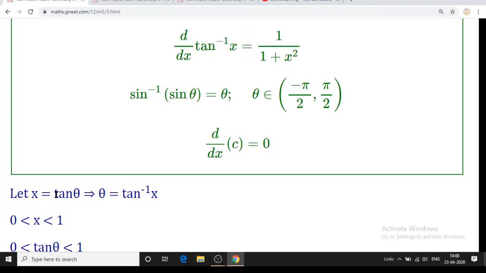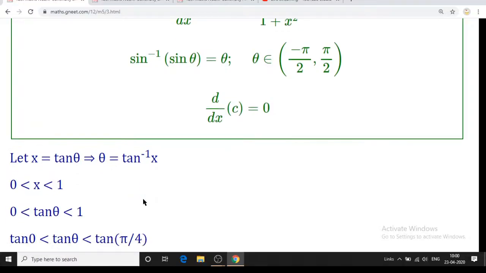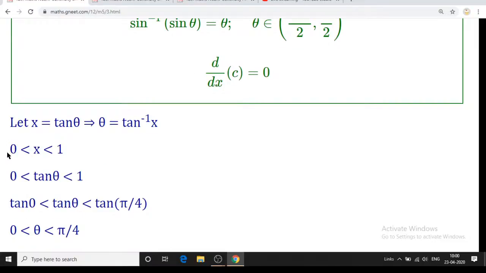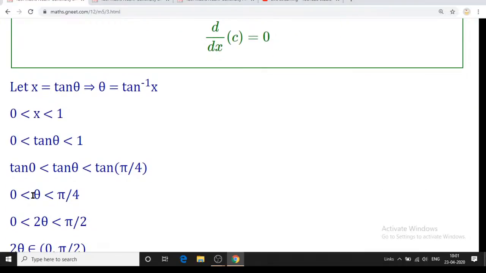Here we have assumed x is tan theta. That implies theta is tan inverse of x. Now what is the condition given on x? x lies between 0 and 1. Our x was tan theta, so we can write 0 is less than tan theta is less than 1. Now 0 I can write as tan 0, and 1, we know that tan of pi by 4 is 1. So 1 can be replaced as tan of pi by 4. So ultimately, our theta lies between 0 and pi by 4.